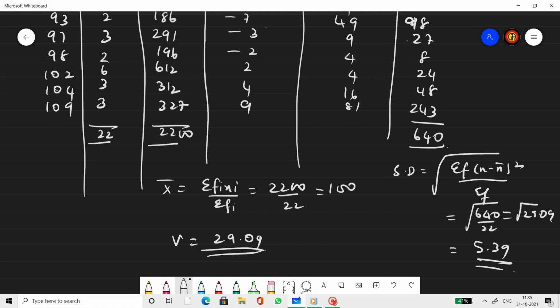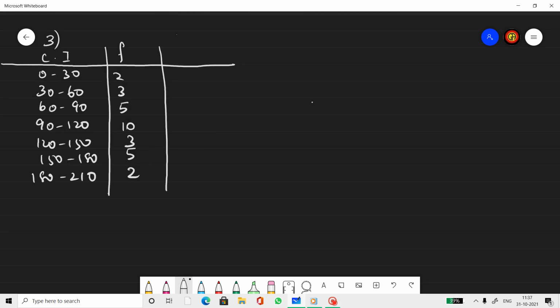So this is for discrete data, but fortunately the mean is a whole number. But if the mean is not a whole number, then this would be a tough job. So the next one I'm going to do by the assumed mean method, where I'm not going to find the mean at all. The next one is a continuous data type, or class interval type.